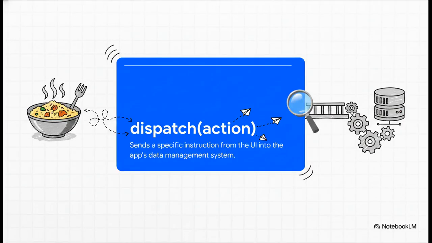So the crucial point here is that the dispatch is basically your messenger. It's taking your very real human desire for biryani and translating it into a formal, structured action that the application's data management system can actually read and process. It's literally the bridge between what you want and how the app computes it.